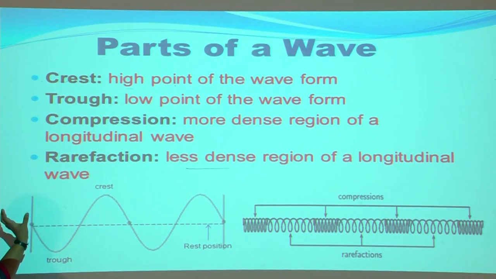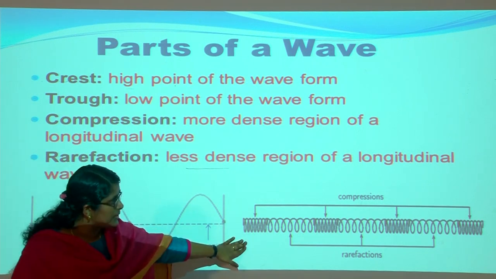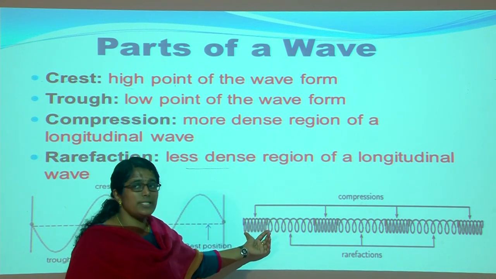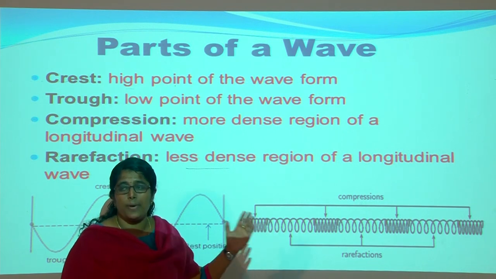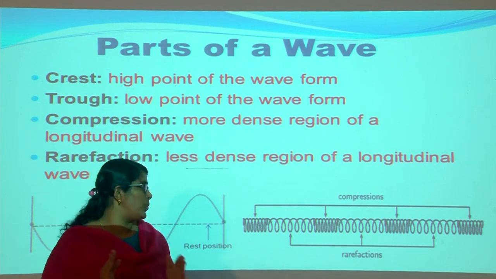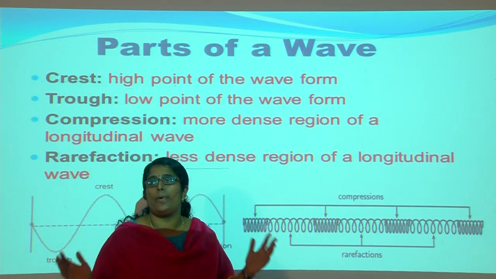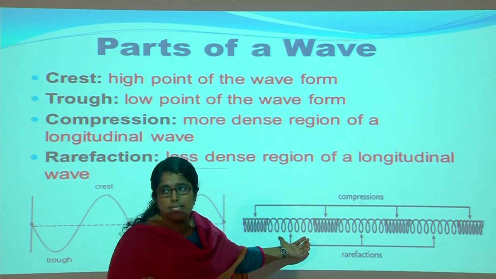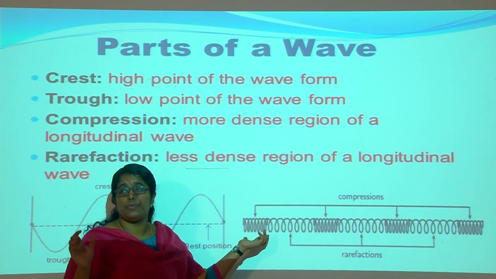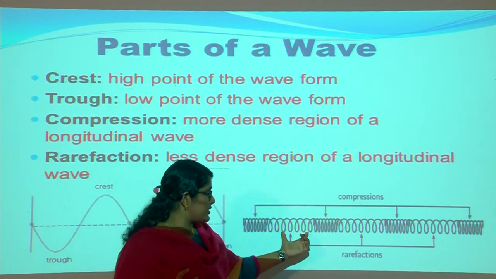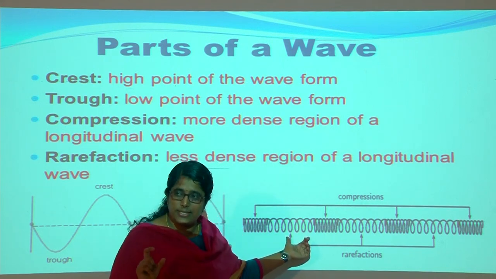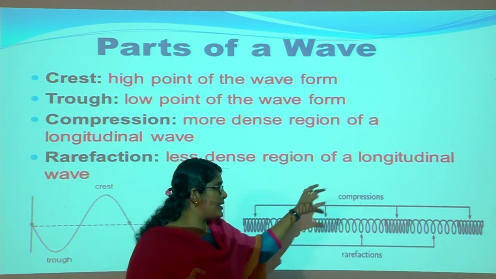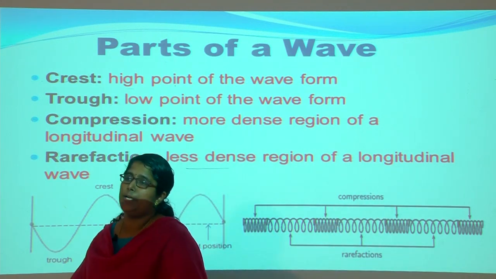So what do we mean by compressions here? This is our longitudinal wave, an example of a longitudinal wave. What do you mean by a compressed region? The regions where the particles have high density, where the particles are very close together. Those regions are called compressions, and the regions where particles are far apart are called rarefactions. That means their density is less. Compressions are the regions where the density of particles is more, and rarefactions are the regions where the density of particles is less. So a longitudinal wave is a series of compressions and rarefactions passing through the medium. Clear?